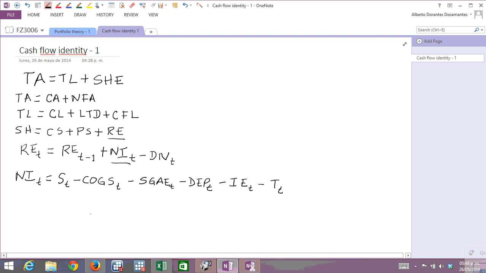Now that we have this, I'm gonna stop here, and in the next video I'm gonna show you a more detailed decomposition of this equation. For now I just described in more detail total assets, total liabilities, and shareholder equity, which I separated into three components. One of these components is retained earnings, and I decomposed retained earnings, and further I decomposed net income, which is part of retained earnings. Okay, then in the next video I'm going to show you in more detail about this cash flow identity.